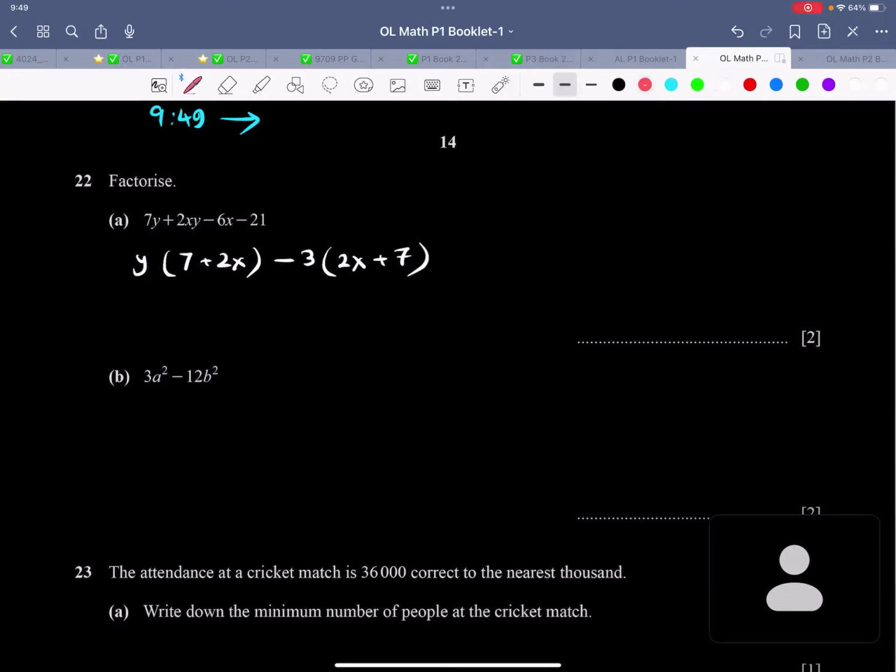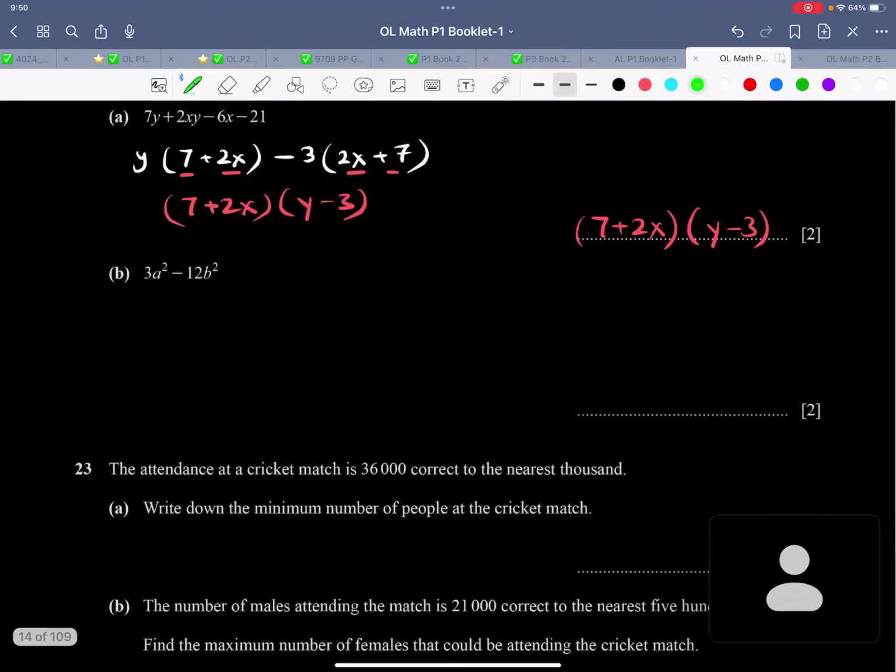Now, it's just written first, second, then first, second. It's the same thing on the inside. So therefore, 7 plus 2x is common. We are left with y minus 3. So (7 plus 2x) and (y minus 3), that is the answer.